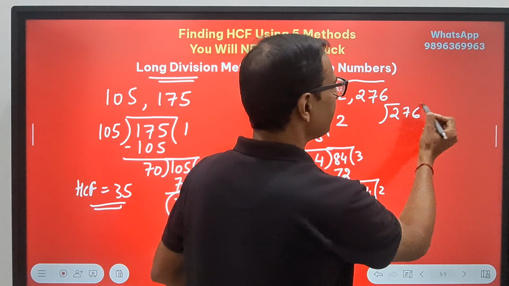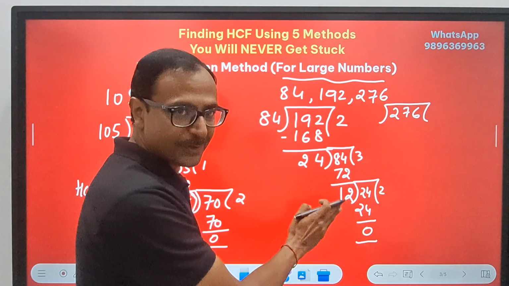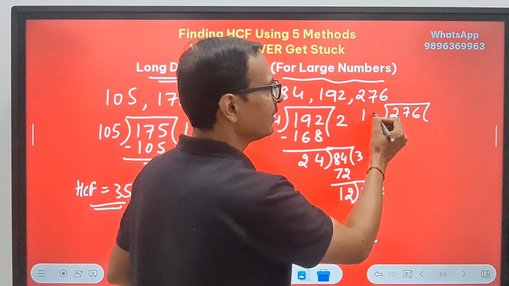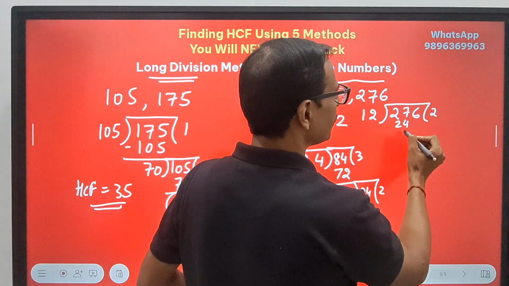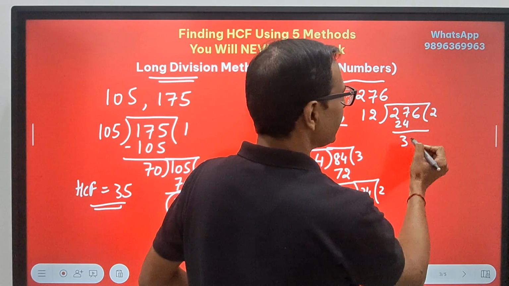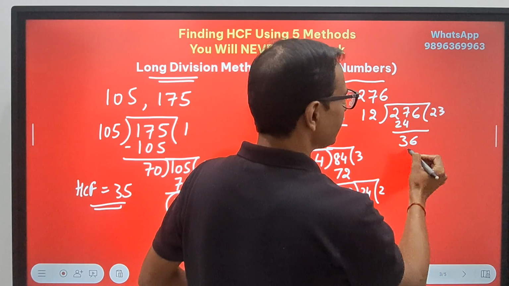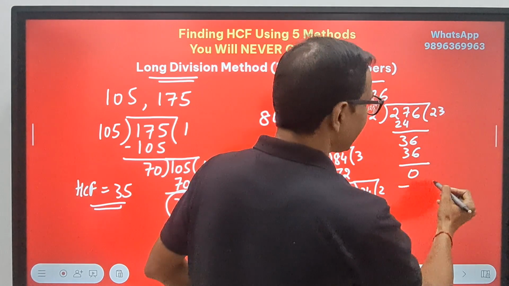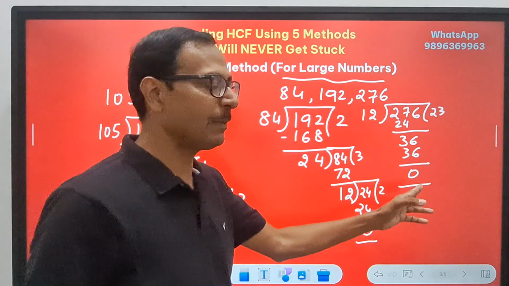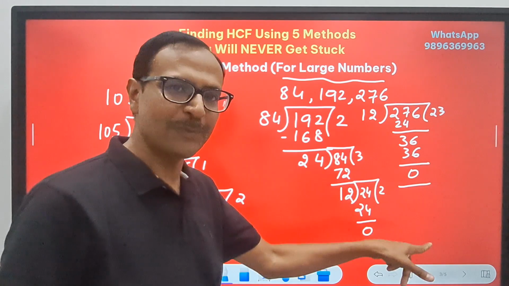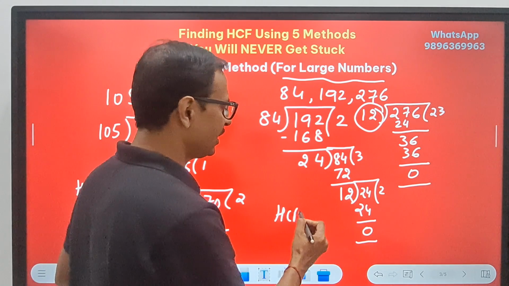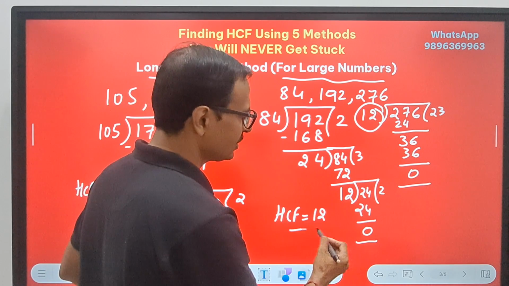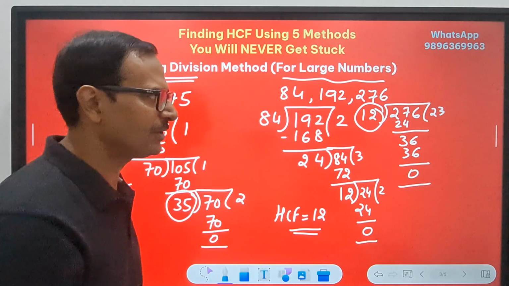Now I will take up the third number, 276, and divide it by the HCF of the first two numbers, that is 12. So 12 2 times is 24, so I get a 3 and a 6. 12 3 times is 36. Oh my god, that's exactly divisible, so it's giving me a remainder of 0, and therefore the last divisor here is the HCF of the three numbers, and the answer is 12. This is the long division method, right?